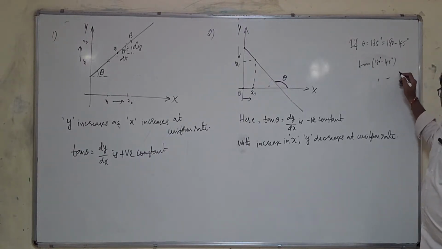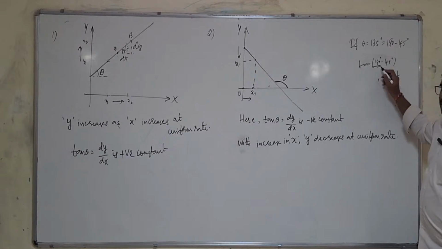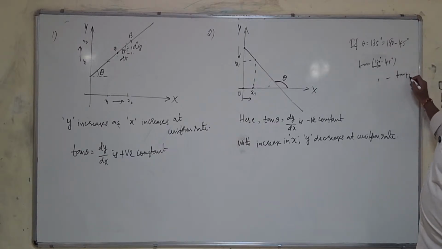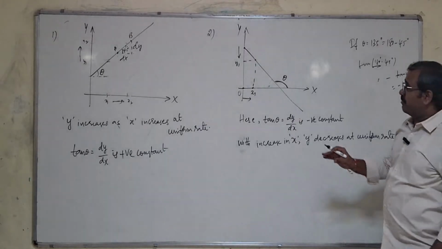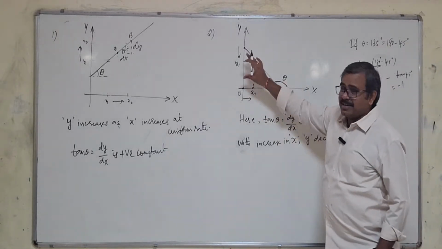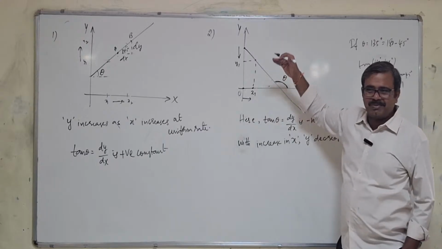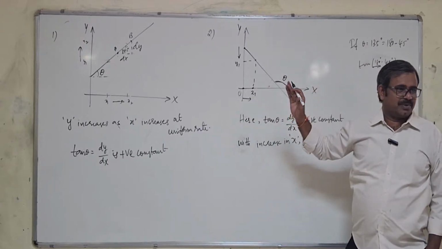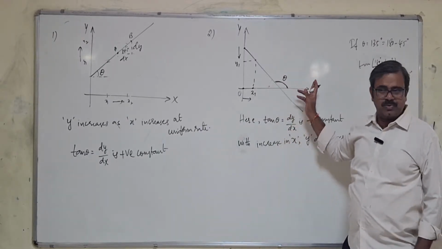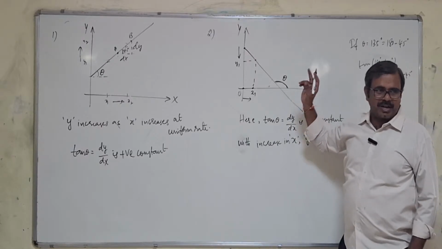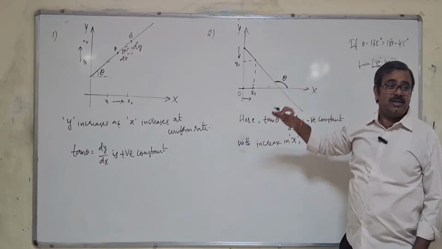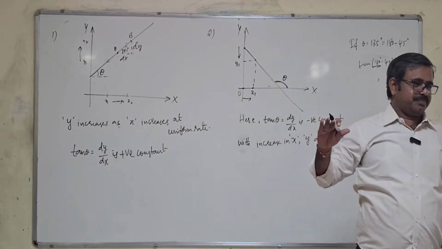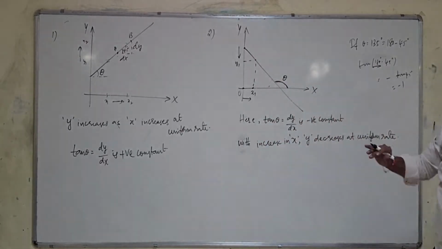Tan of 180 degrees minus 45 degrees. In the second quadrant, tan is negative. Even multiple of 90, you will get tan. So minus tan 45 degrees, minus 1. It means for every unit increase in x, y decreases by 1 unit. You understand what I'm saying? If this angle is 135 degrees, what it means is that if x increases by 1 unit, y decreases by 1 unit. Is this understood? Note down this, please.